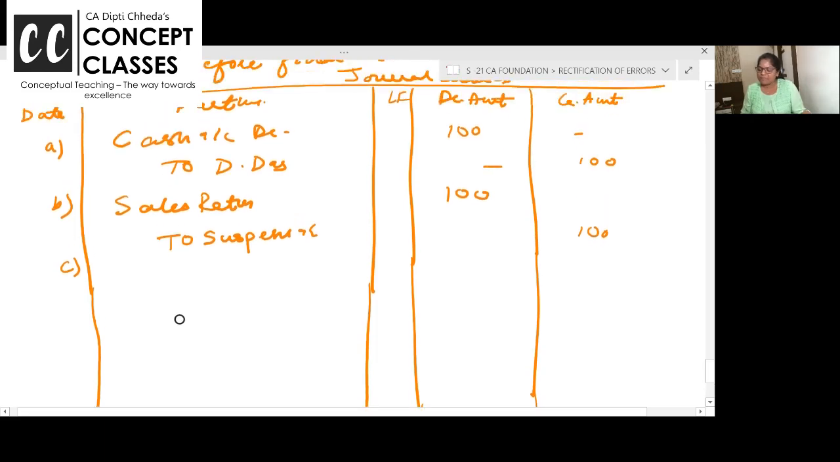Next. Purchase of office table costing 300 has been passed through purchase day book. So you should have debited furniture account, not debited. And instead of that, you have debited the purchase account. So credit 300.